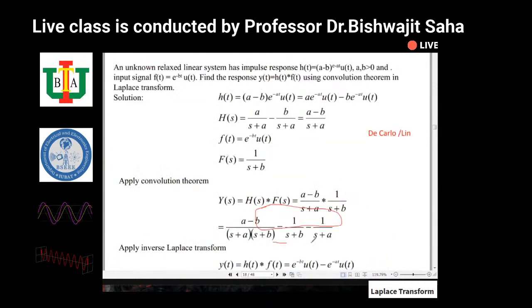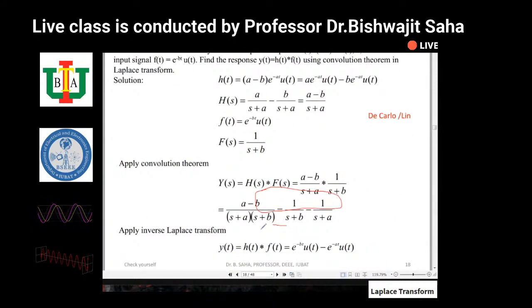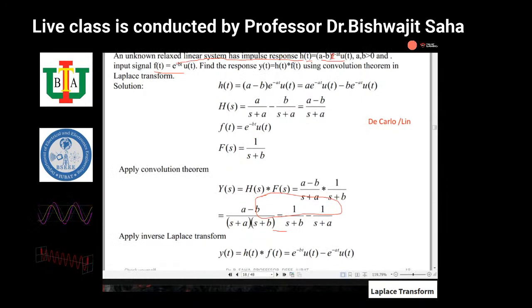Next example, if you see here, another unknown relaxed linear system has impulse response h of t equals a minus b e to the power minus at, and the input signal is e to the power minus bt u of t. Then y of t equals h of t and v of t, that is the convolution of both.